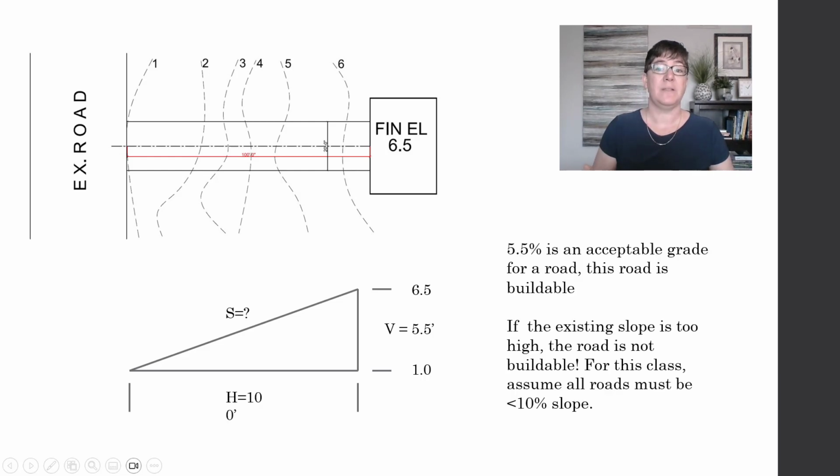Why did we find this slope? It's because we wanted to double check that this road was actually buildable. 5.5%, that is an acceptable grade for a road, so this road is buildable. If the existing slope was too high, it would not be buildable. Remember, for this class, we're going to assume that all roads must be less than 10% slope.